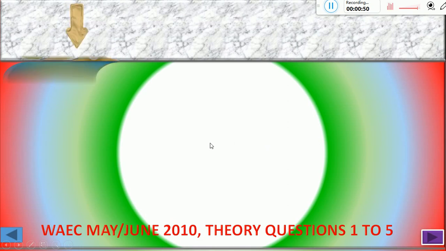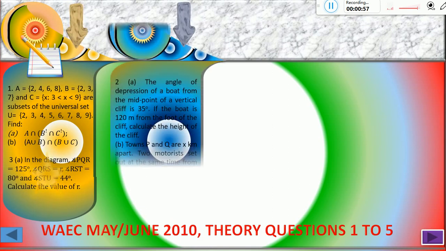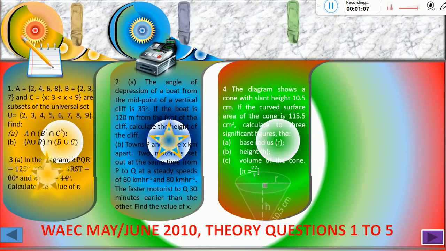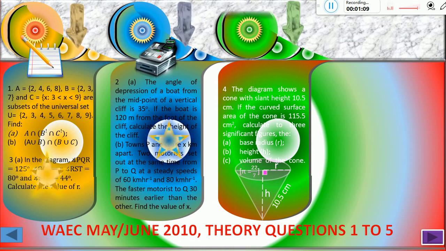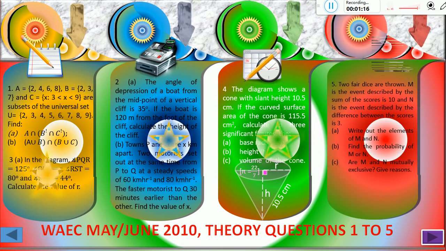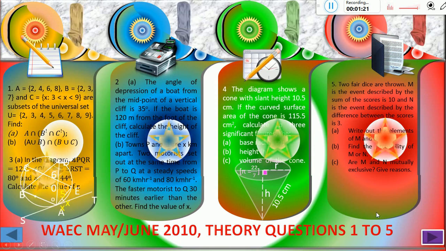These are the topics we are going to be looking at. WAEC May/June 2010 theory, questions 1 to 5. Question 1 is on sets and geometry. Question number 2, angle of depression and elevation, geometry combined with algebra. Question number 3, geometry, cone and slant height. Then finally, question number 5, we'll be looking at a question on probability. So these are the questions we are going to be looking at now.